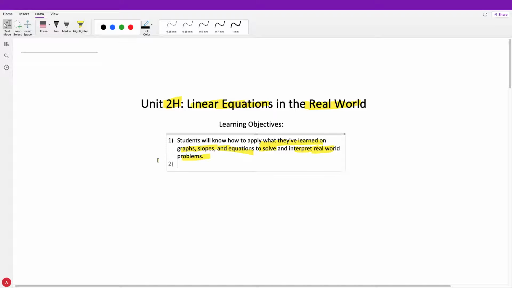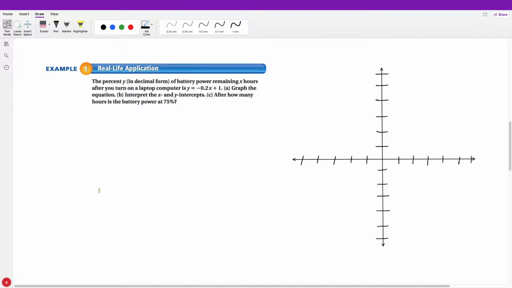All right, so there's just a couple problems that we're going to do, so let's go ahead and go through some of these problems. For the first problem, it says the percent y, in decimal form, of battery power remaining x hours after you turn on a laptop computer is y = -0.2x + 1. Let me write this out one more time. The three things that we're asked to do are graph the equation, interpret the x and y intercepts, and then find after how many hours the battery power is at 75%.